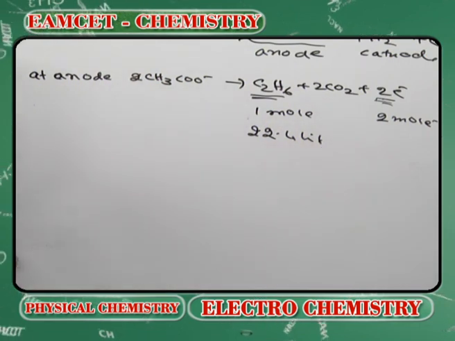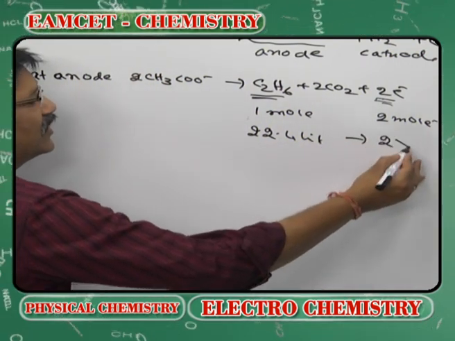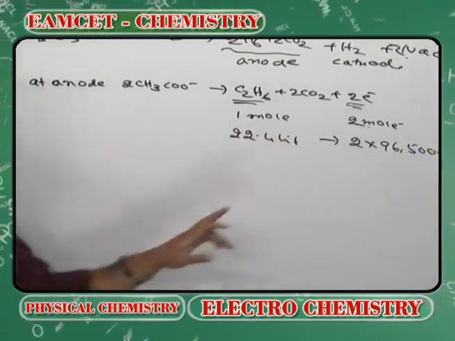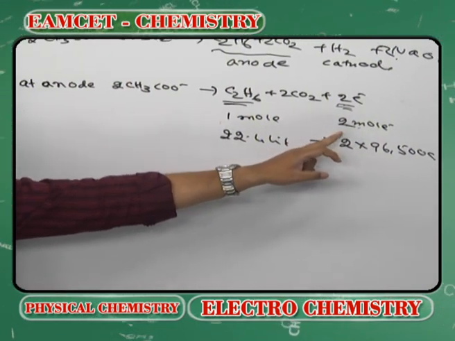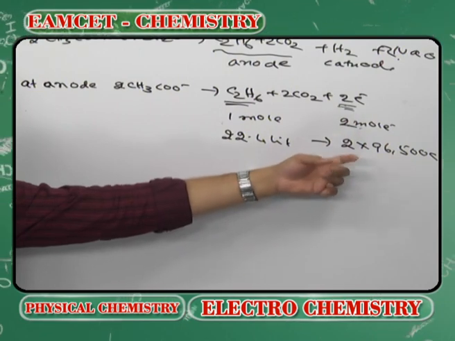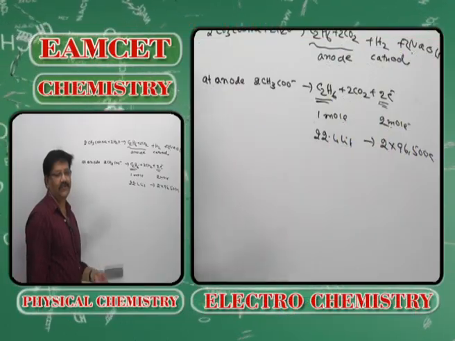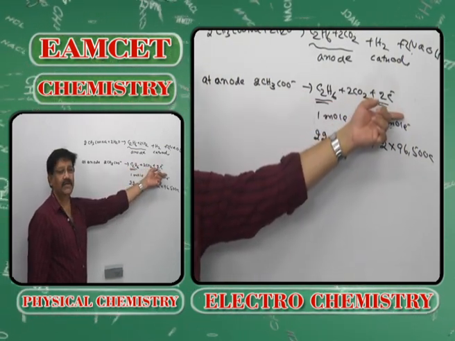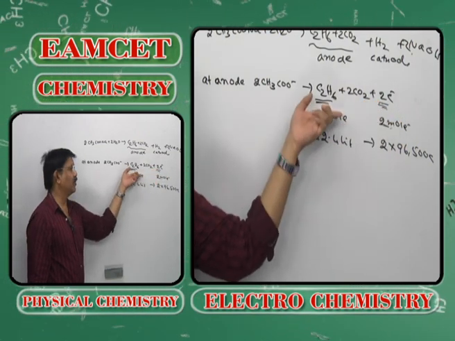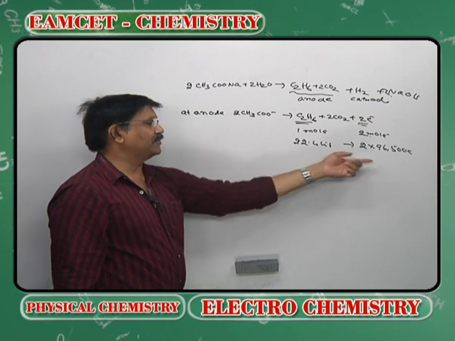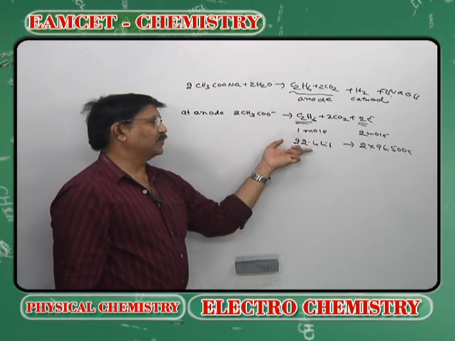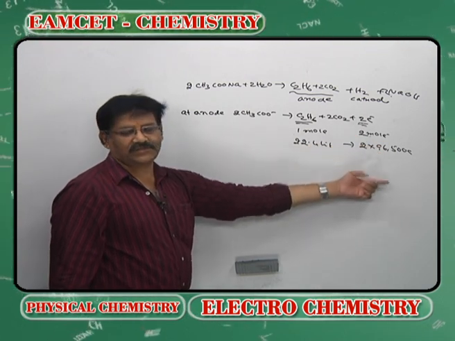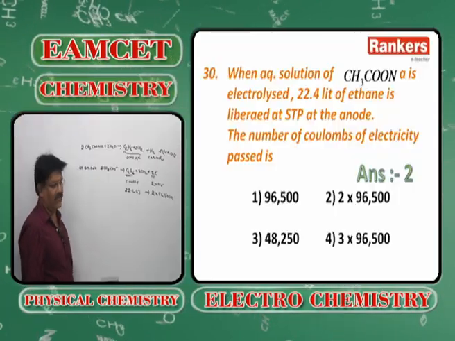For 22.4 liters, how much current will be required? 2 into 96,500 coulombs, because 1 mole of electrons is equivalent to 96,500 coulombs. For the production of 1 mole of ethane, 2 moles of electrons are needed. 1 mole means 22.4 liters at STP. So for 22.4 liters of ethane at STP, 2 moles of electrons, that is 2 faradays of electricity, is required. Option 2 is the answer.